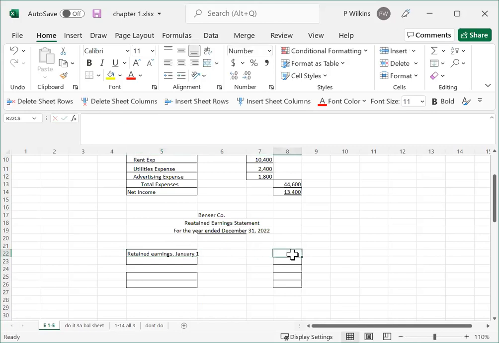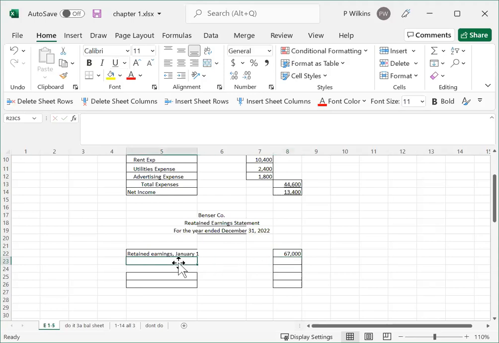And you need to look at your problem. You always need to look at your problem and see if it has any starting retained earnings. If they do not list the retained earnings from the beginning, you assume it was 0. But if you look at this problem, it says retained earnings January 1 was $67,000. So it does have a starting retained earnings. So you're going to put $67,000 for your starting retained earnings.